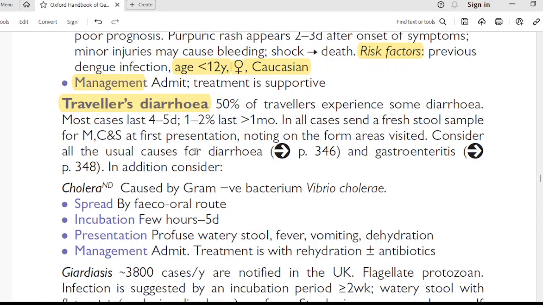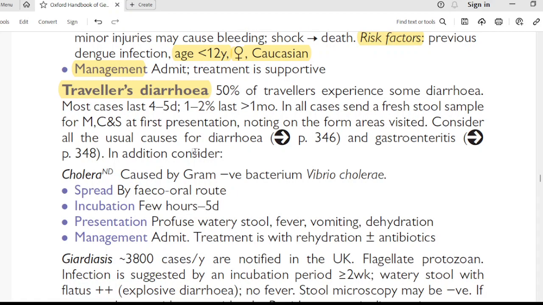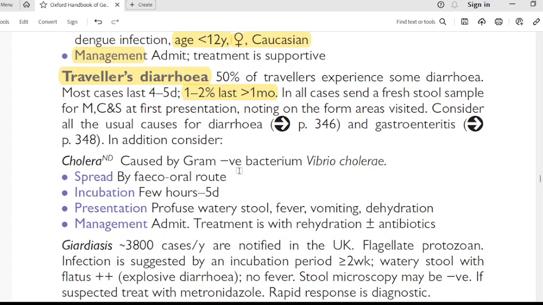Travelers diarrhea. 50% of travelers experience some diarrhea. Most cases last 4 to 5 days. 1 to 2% last more than 1 month. In all cases, send a fresh stool sample for microscopy, culture and sensitivity at first presentation, noting on the form areas visited. Consider all the usual causes of diarrhea and gastroenteritis.